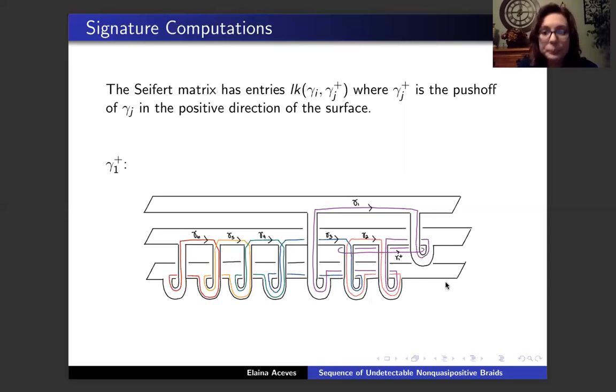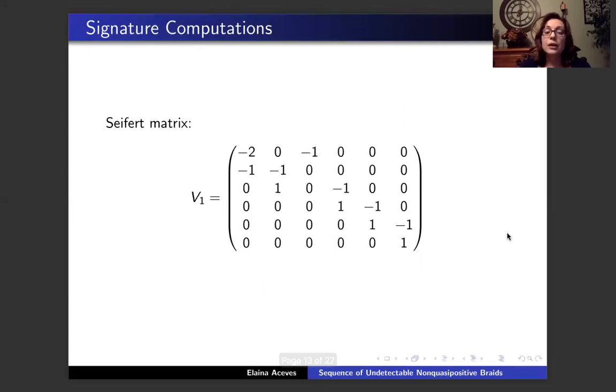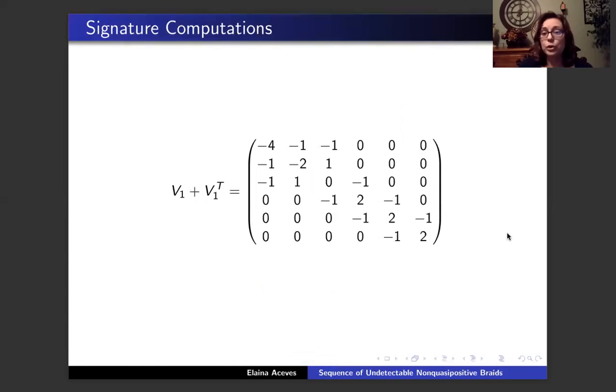Once we calculate all these push-offs of our curves and then look at the linking numbers, notice gamma 1 plus interacts with gamma 3, gamma 2, and gamma 1, so those are going to have non-zero entries in our Seifert matrix. We obtain the following matrix. This is what's known as V1. Now we don't stop there. We actually look at V1 plus V1 transpose, which notice has a very nice pattern for these last rows and columns. And now we have to figure out the sign of the eigenvalues.